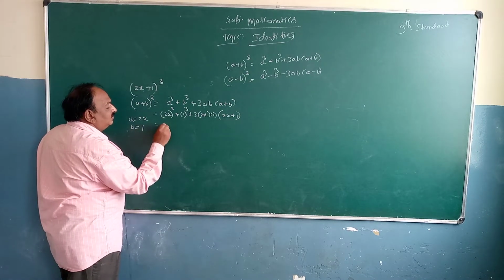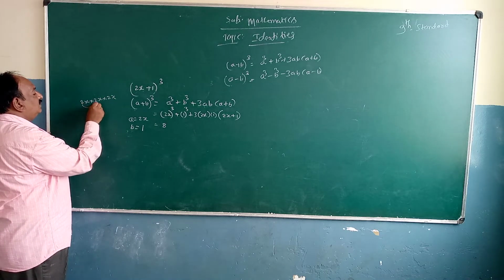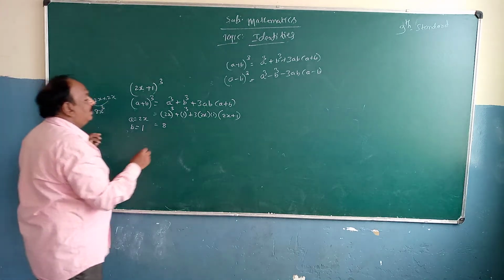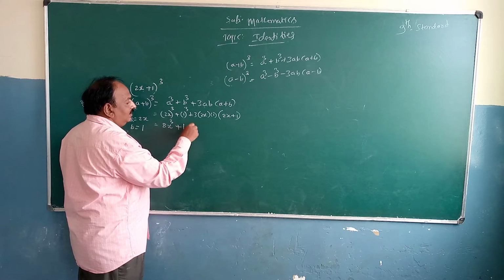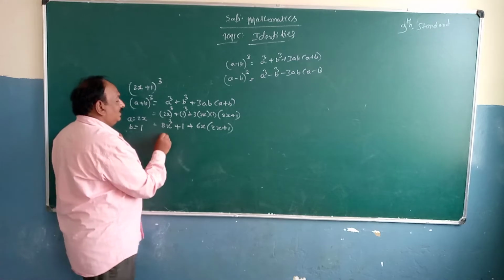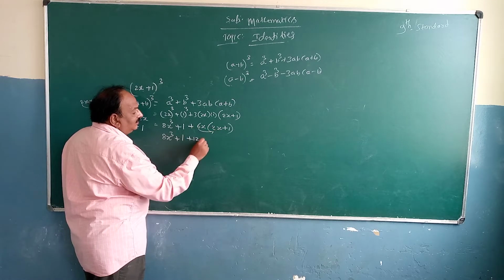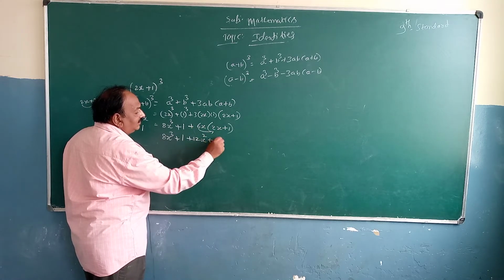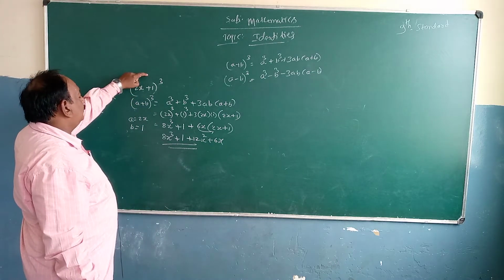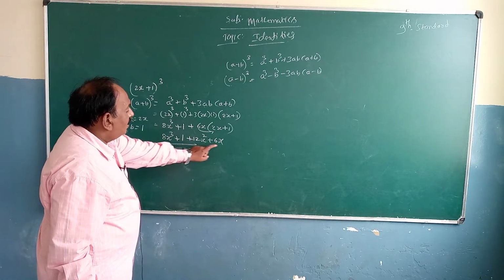2 2s are 4, 4 2s are 8, 2x into 2x into 2x. 2 2s are 4, 4 2s are 8, x into x into x is x cube. 8x cube plus 1. 3 2s are 6, 6x 1s are 6x into 2x plus 1. 8x cube plus 1, 6 2s are 12, x into x, x square, 6x 1s are 6x. The answer, the expansion of 2x plus 1 whole cube is equal to 8x cube plus 1 plus 12x square plus 6x.